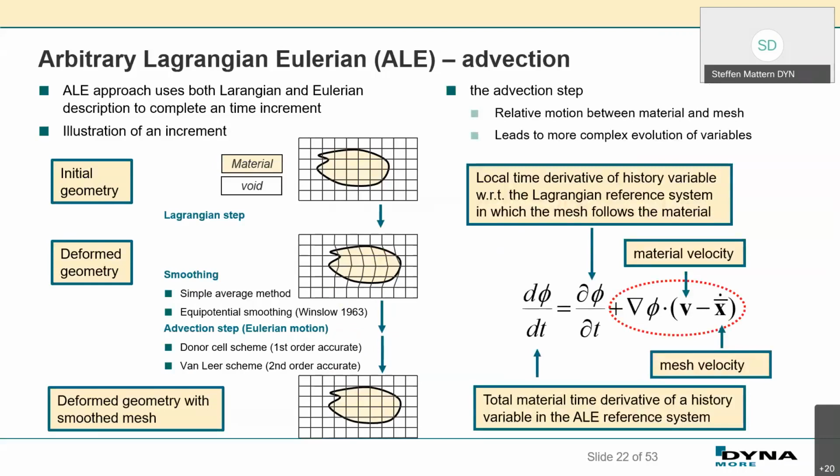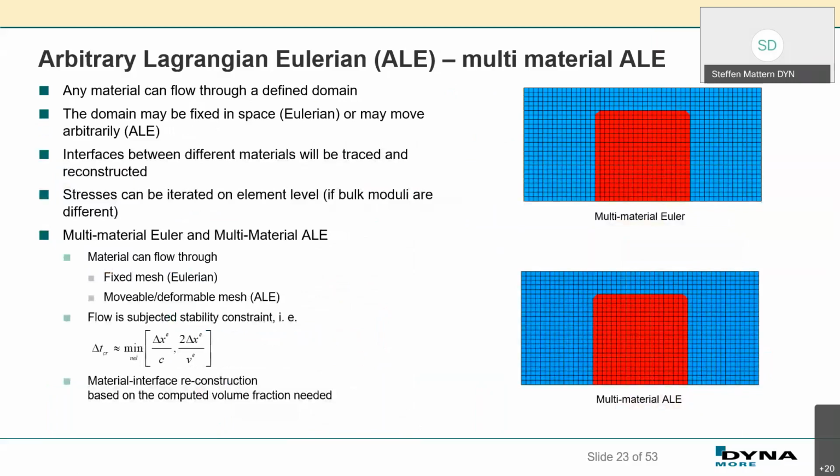We will not go deeper into detail, but as you can imagine, this increases the complexity and hence the numerical effort of a single time step, of course, because additional equations have to be solved. Compared to our standard finite elements, we can now have different materials sharing the same element. In other words, any material can flow through a defined Euler domain, fixed in space, or an ALE domain, which would be a moving domain. And interfaces between these materials have to be traced and reconstructed, and stresses have to be iterated on element level.